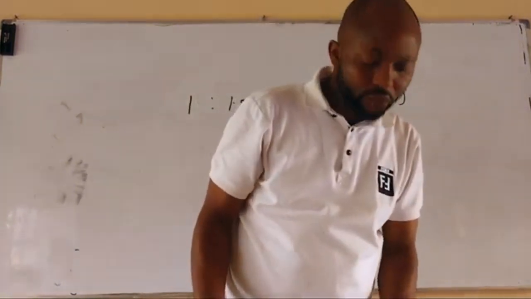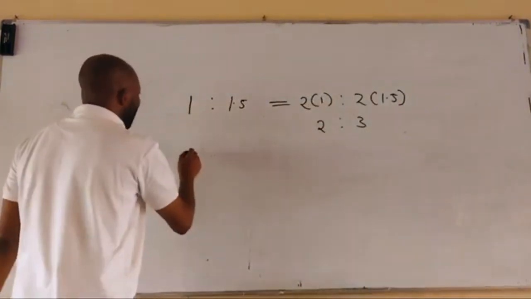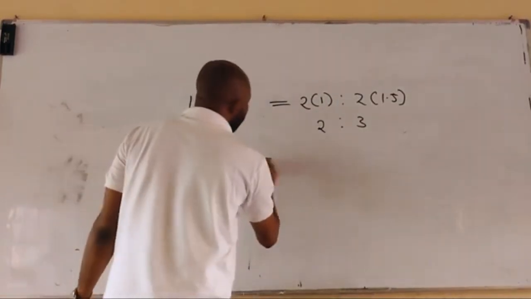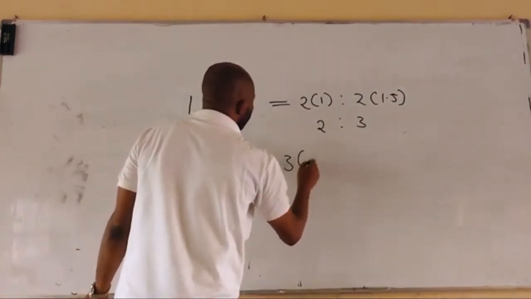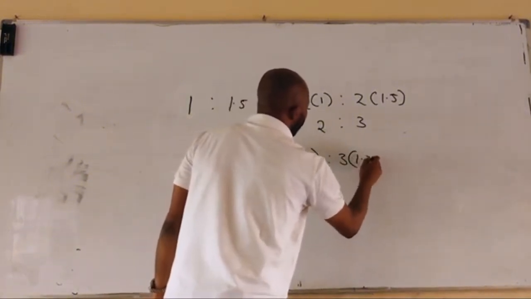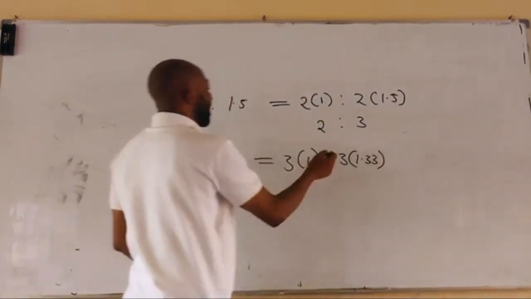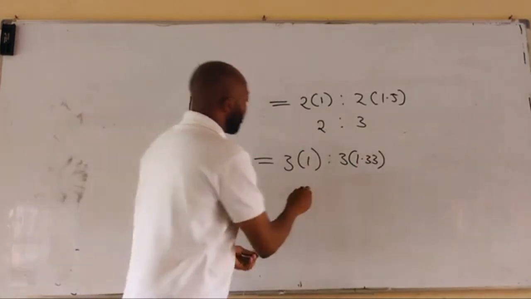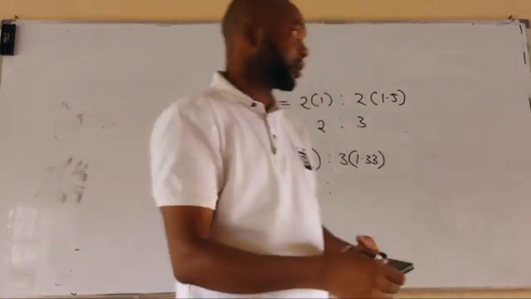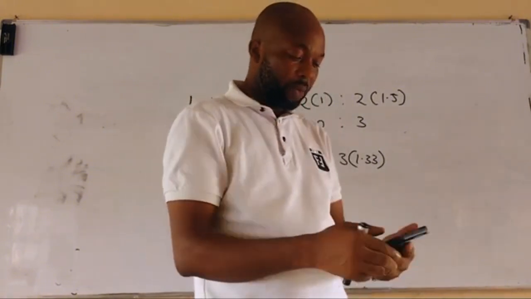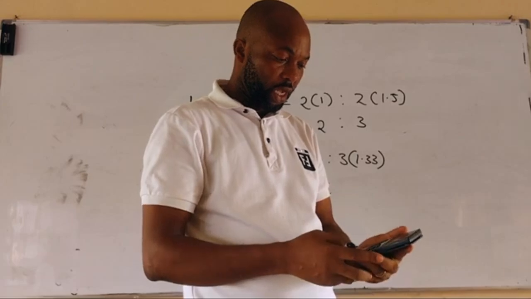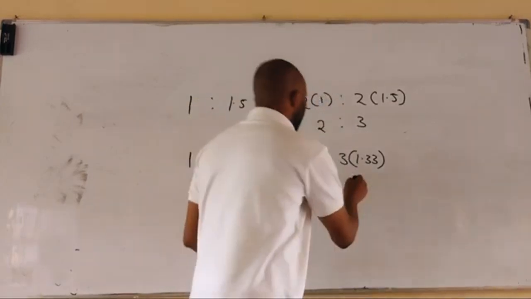What if we have 1:1.33? For example, we have 1:1.33. Let's say this is the same thing as 3 times 1:1.33. So we multiply this by 3. Here will give us 3, and here will give us something else. So let's see what it will give us. When we multiply 3 by 1.33, that will give us 4, the nearest whole number.